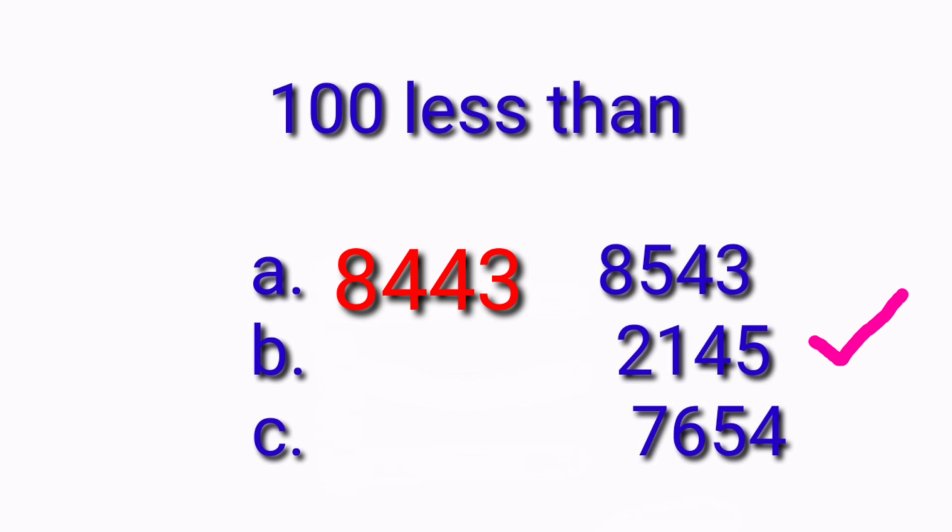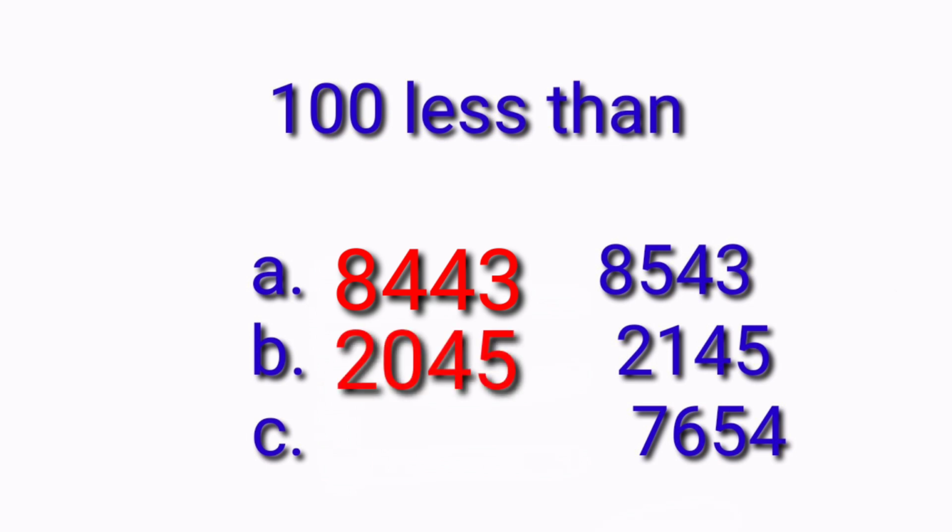The second number 2145. If we subtract 100 from this number, we will get 2045. 7654 minus 100 equal to 7554.